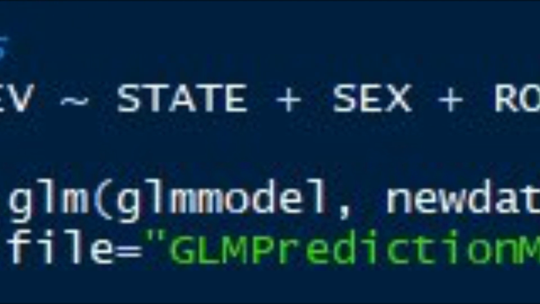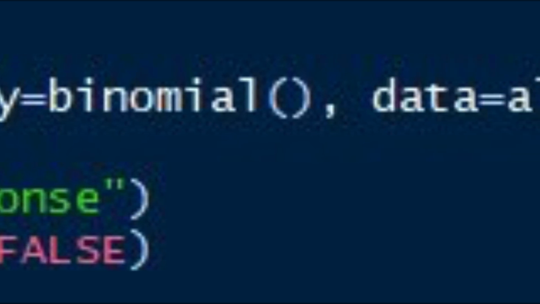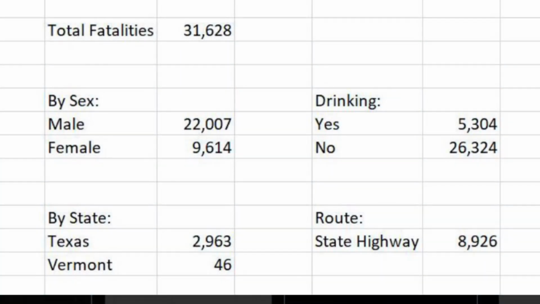After we finished our cross-validation on our GLM model, we ran it on the 2011 car accident fatality data and came up with a final predicted value of 31,628 fatalities for 2011 car accidents. By sex, we predicted 22,007 male fatalities and 9,614 female fatalities. For alcohol, it was 5,304 involving alcohol and 26,324 not involving alcohol fatalities. For state, it was Texas at the highest fatalities with 2,963 and Vermont at the lowest with 46. And then finally for route, the highest was state highway at 8,926 fatalities with the lowest in township.